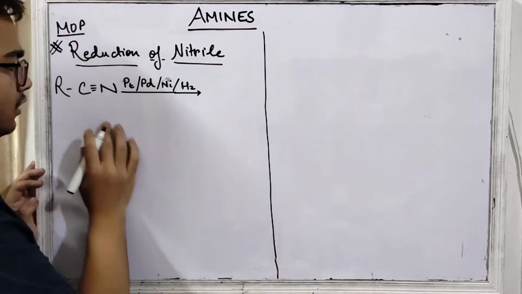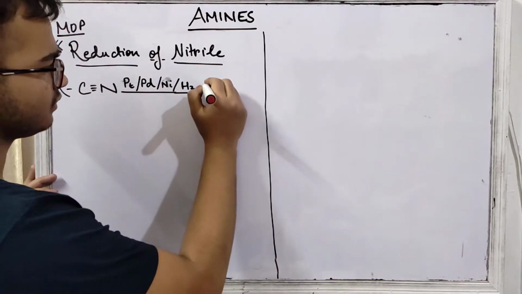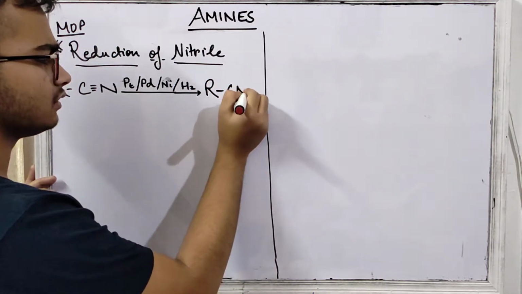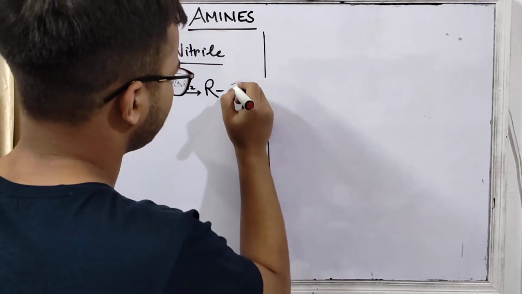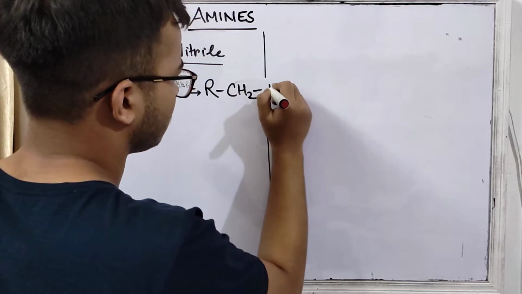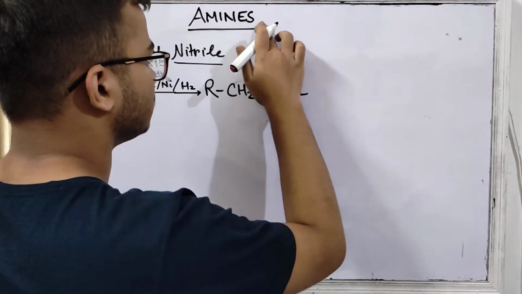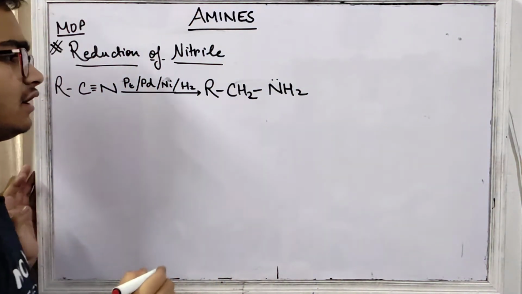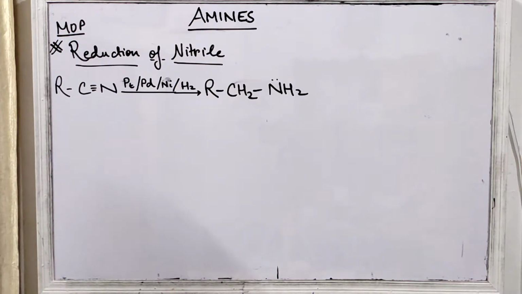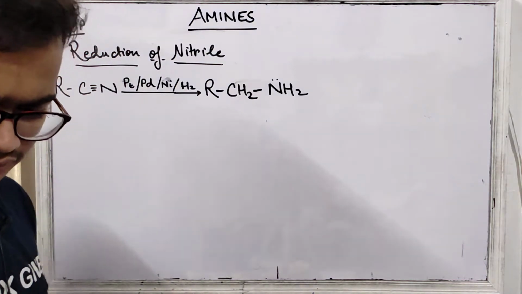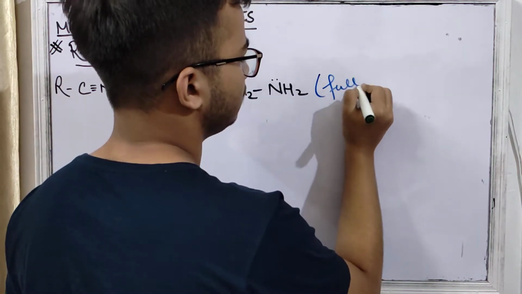Now what happens here is simply we will get an amine. So RC triple bonded N will become RCH2NH2. Let's remove this, this is coming of no use. So it is coming RCH2NH2. So this is, you can say, the full reduction product. So you can write it here, full reduction.